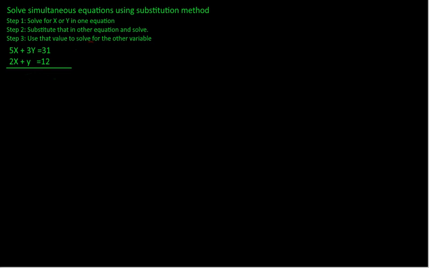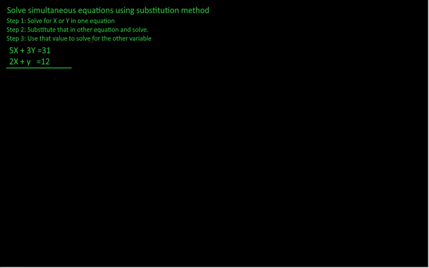Step 1 is to solve for x or y in one equation, which means get x is equal to, or y is equal to, or x alone or y alone in any of the equations. Step 2 is to substitute that in the other equation and solve. Step 3 is to use that value to solve for the other variable, which means if we find x, use that to solve for y, and vice versa.